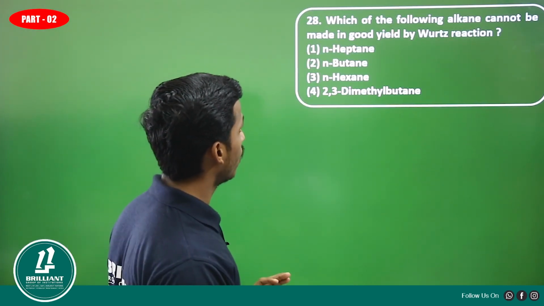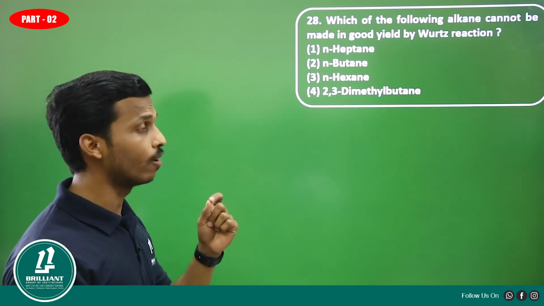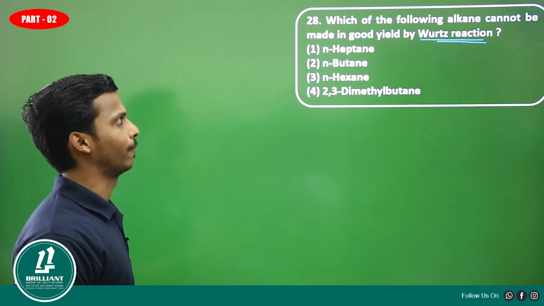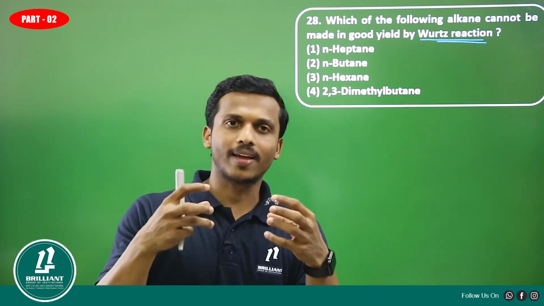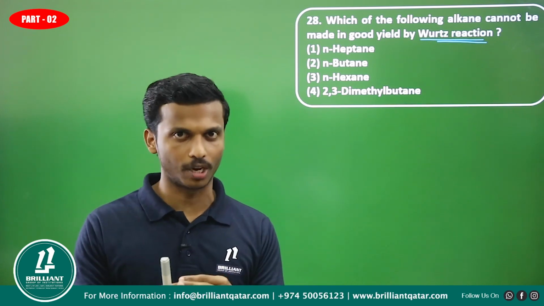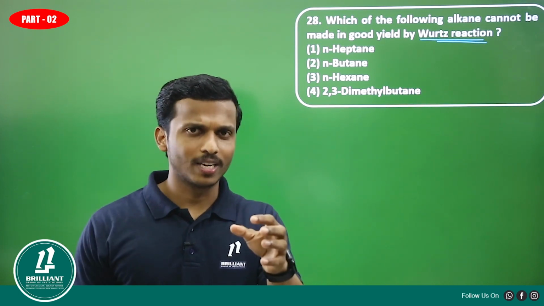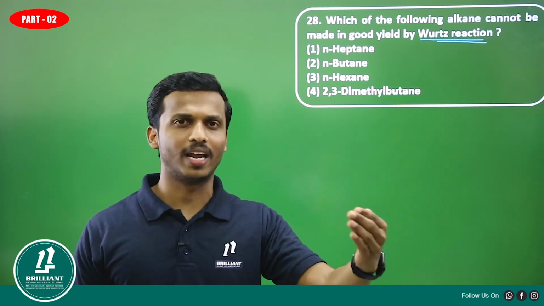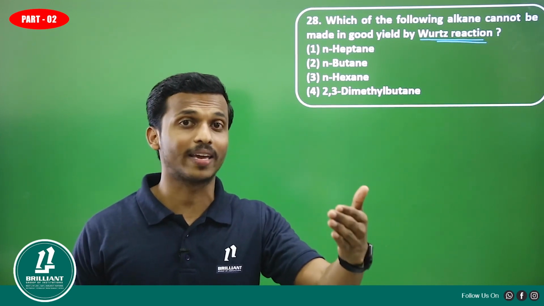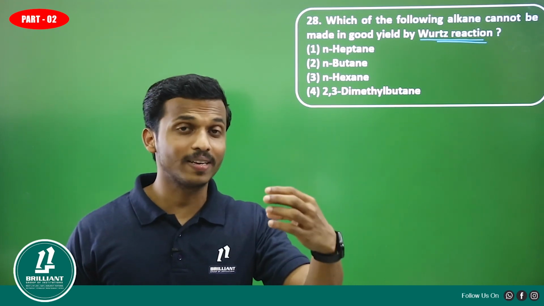In question 28, which of the following alkanes cannot be made in good yield by Wurtz's reaction? We study Wurtz's reaction from 11th grade, in the hydrocarbon chapter. What is Wurtz's reaction? Two alkyl halides reacting with sodium in dry ethereal solution will give higher alkanes. This is called Wurtz's reaction. The product contains an even number of carbons, or we can say symmetric alkanes are produced. Wurtz's reaction is limited to the preparation of symmetrical alkanes.